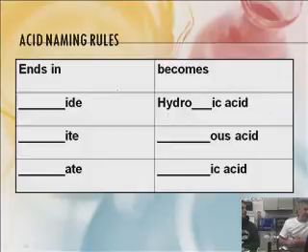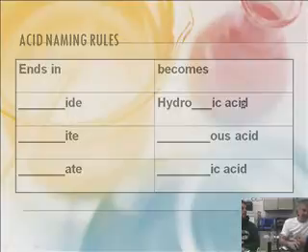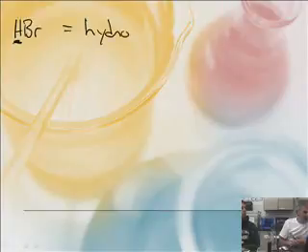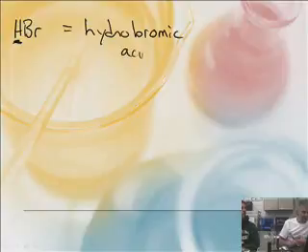Let's do HBr. Notice the H, that means it's an acid. And then Br is bromide. If you look back at our page that had the list, there it is. If it ends in IDE, it becomes a hydro-something-ic acid. So it's bromide, so it's hydrobromic acid. Don't just say hydrobromic, it's a hydrobromic acid.